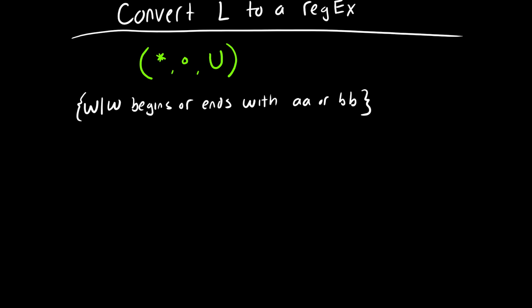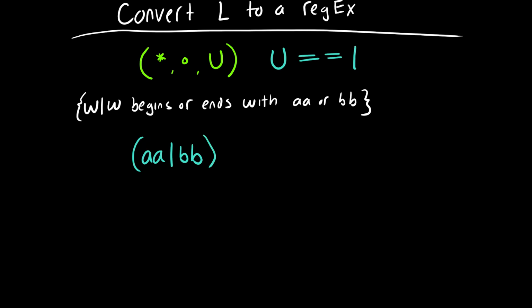So we can do AA union BB. Sorry, I should mention that I am going to use this line to signify union as well. Just so you know, you could write AA union BB, but I'm going to do the line. It's easier to write, and it's more generally accepted, I think. Okay, so AA or BB. So it has to begin with AA or BB.